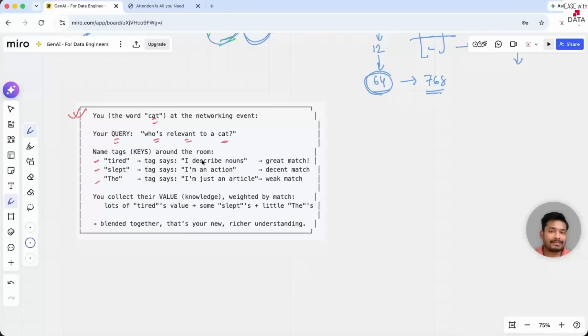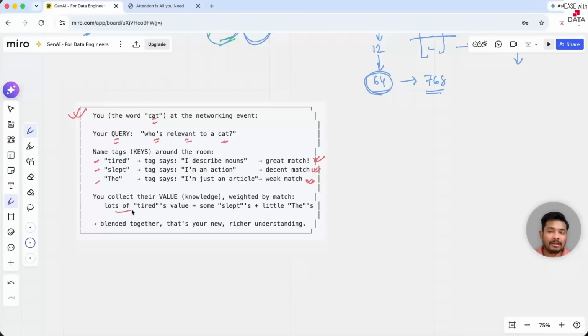Now, tired has a key which says I describe a noun. Slept has a key which says I am an action. The says that I am just an article. So cat looks at all of the keys of the different word embeddings and understands that tired is a great match. Slept is somehow a decent match, but the does not mean anything and is a weak match. So now based on the relevance, cat takes some of the value from each of the word embeddings that is there. So it understands that tired is more relevant.